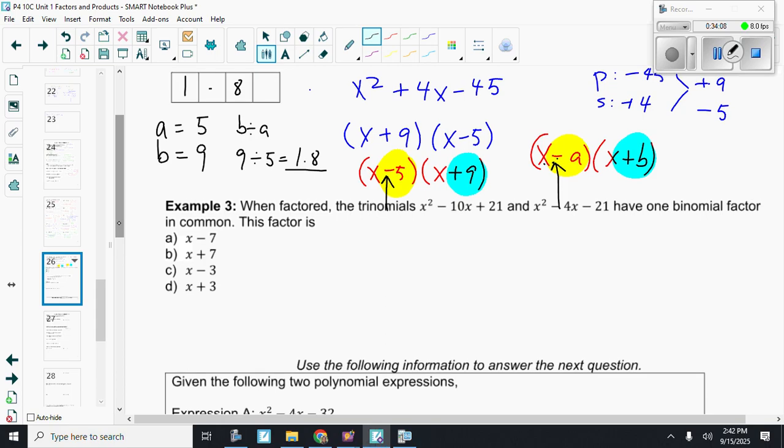When factored, these two trinomials have one binomial factor in common. What is it? Basically, they just want you to factor twice, then compare the factors and see which one is the same in both. That's it. So let's do the work over here. x squared minus 10x plus 21. Let's do product sum: two numbers that multiply to give positive 21 and add to give negative 10. Figure out my two factors.